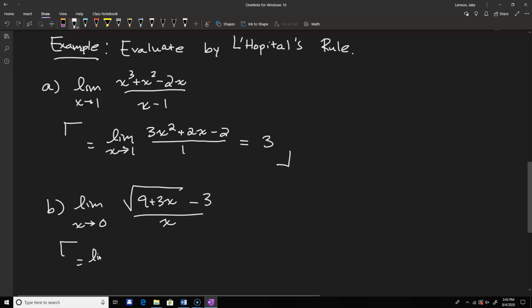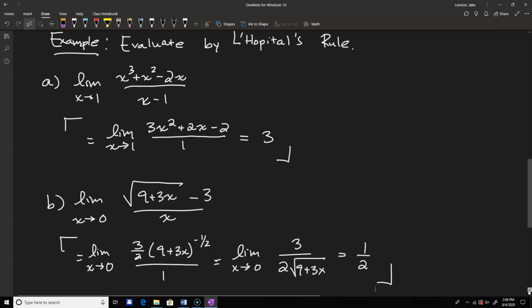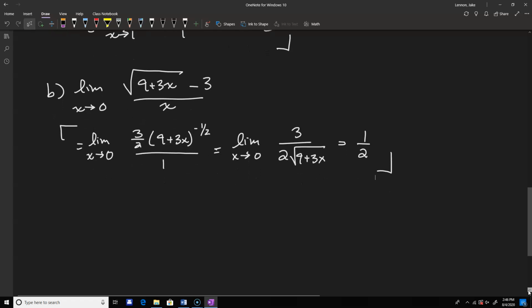This is just going to be the limit as x goes to 0, and the derivative of the top, we're going to get 3 times a half, so we're going to get 3 over 2 times 9 plus 3x to the negative 1/2 power, and then the denominator is just going to be 1. So let's rewrite this a little more neatly as the limit as x goes to 0 of 3 divided by 2 times the square root of 9 plus 3x. So now we can plug in 0, so we're going to get a value of 3 over 6, which is the same as 1/2. So that's our limit there. Again, a little bit easier probably than using some of the original limit tricks that we'd seen in the past.